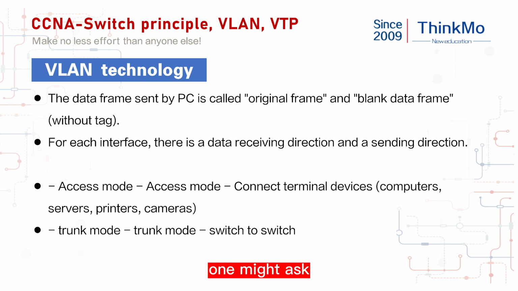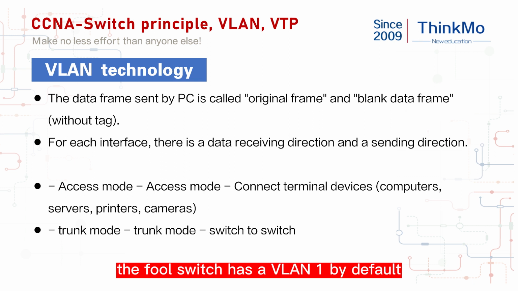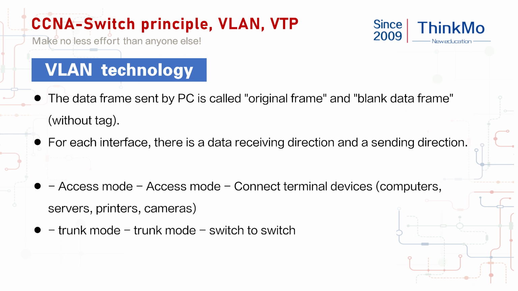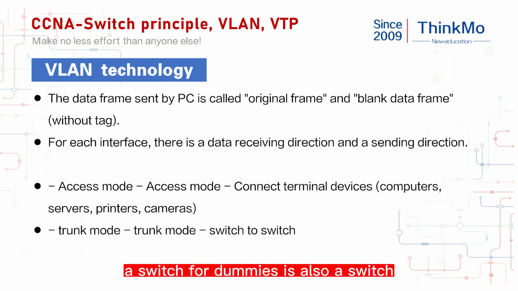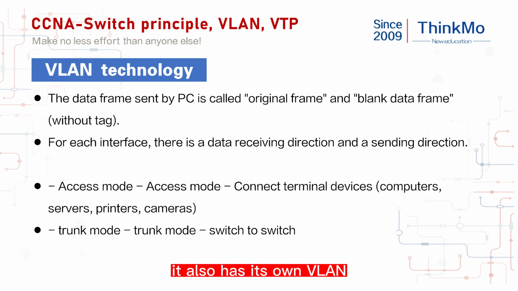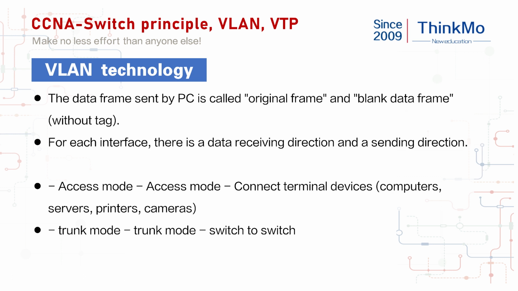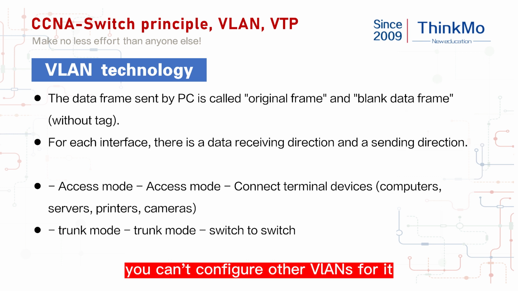One might ask, does the full switch have VLAN? The full switch has a VLAN 1 by default. A switch for dummies is also a switch. The default port of the switch belongs to VLAN 1. It also has its own VLAN. But it's just that it can't be configured. You can't configure other VLANs for it, since the data sent by the PC does not carry the VLAN ID.